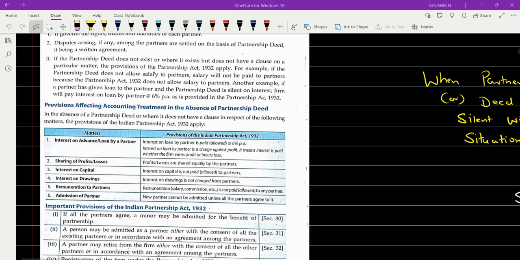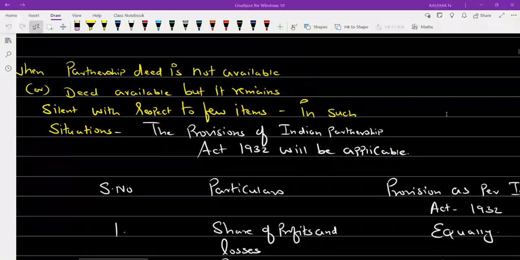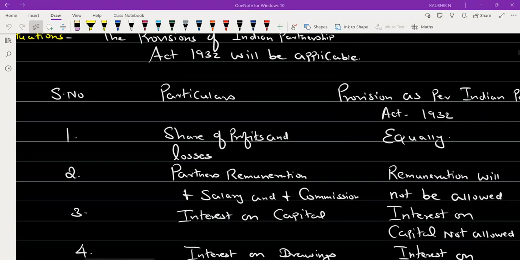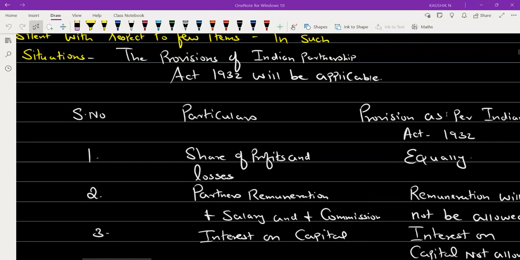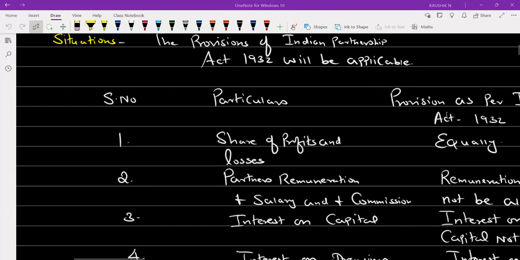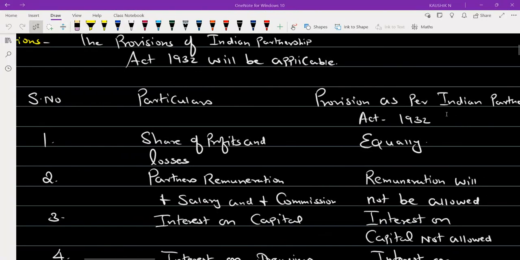So we are now going to discuss what is going to be the impact if we don't have a partnership deed, and we are going to discuss the problems also in that particular category. Right? So just for an easy and quick reference, in the previous class we discussed these four or five items. Partnership deed is available but silent regarding these items, or partnership deed is not available, what will be the treatment? So first one to recollect is share of profits and losses.